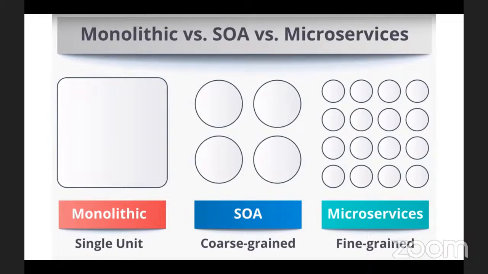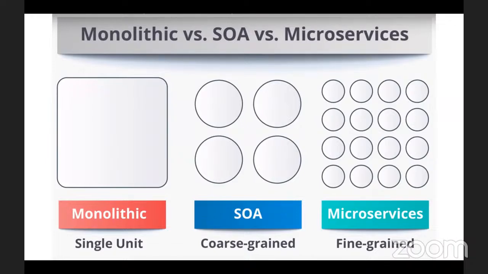That is called service-oriented architecture. I am dividing my entire architecture into different services. Front-end service, business service, database service, and like that I am separating the entire thing into different circles. That is called service-oriented architecture.